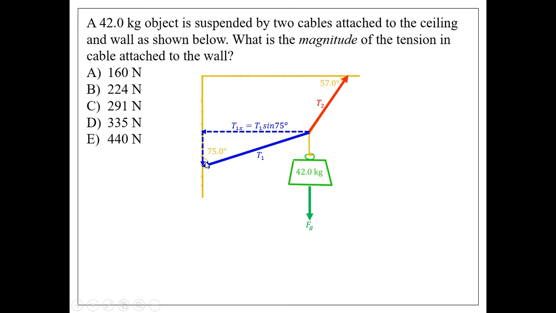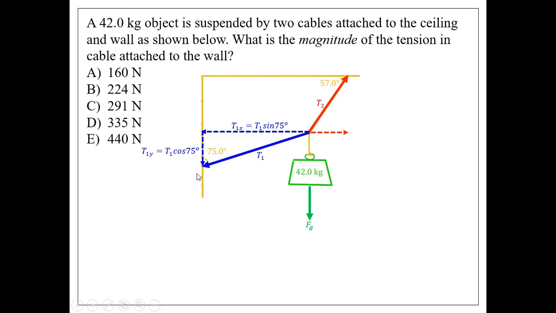Likewise with T1y. T1y is cosine because this leg is adjacent relative to this angle. So all you have to do is make sure you apply adjacent and opposite correctly, and whether that's cosine or sine depends on the diagram and where the angle is given to you. So T1x is T1 sine of 75, and T1y is T1 cosine of 75.